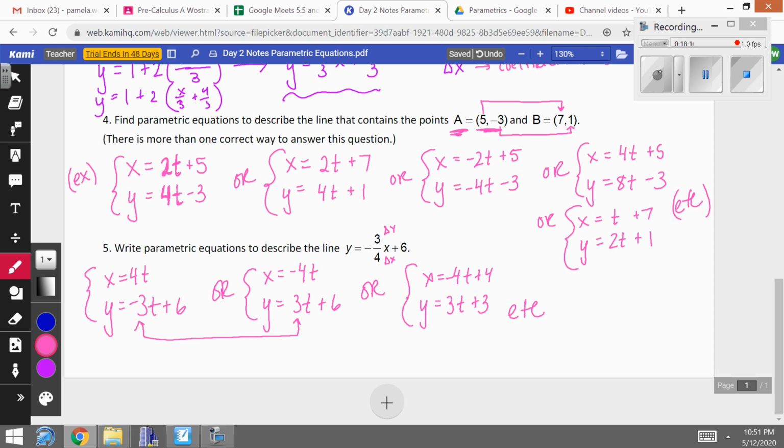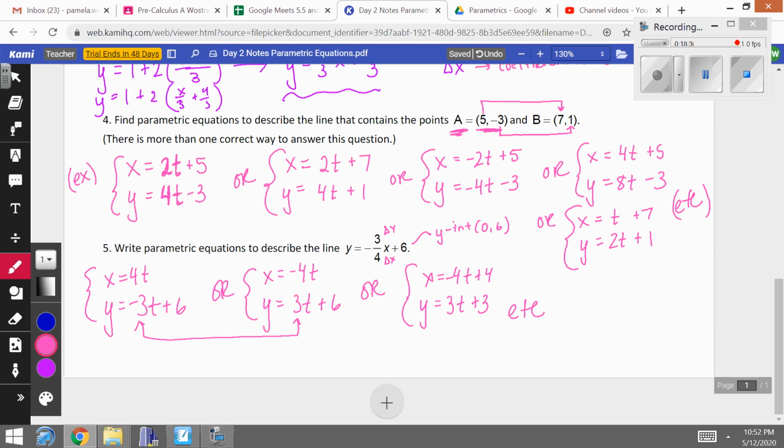Now think about where I got the 6 from. I didn't tell you any points here, but if we look at this line, we know that it has a y-intercept of (0, 6). So we could say, what if that's our initial position? That could be our starting point. So the x is 4t plus 0, and then the y is negative 3t plus 6. Now, is that the only point we could pick?